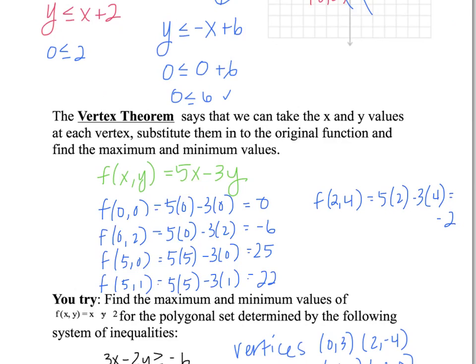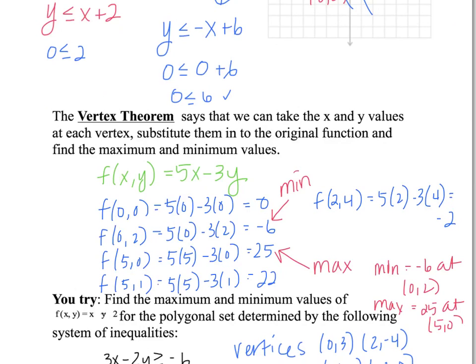So if I'm looking for maximum and minimum values of a function, I'm looking for which point gave me the highest value and which point gave me the lowest value. You can see the lowest value here is negative 6. That's my minimum. The highest value is 25. That's my maximum. So we can say the function had a minimum equal to negative 6 at the point 0, 2, and a maximum of 25 at the point 5, 0.